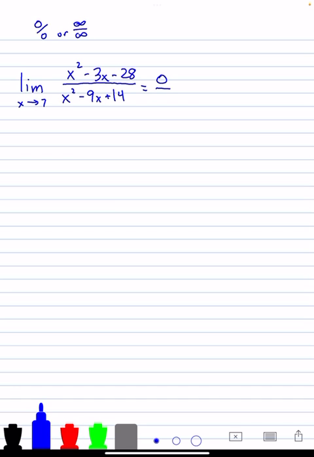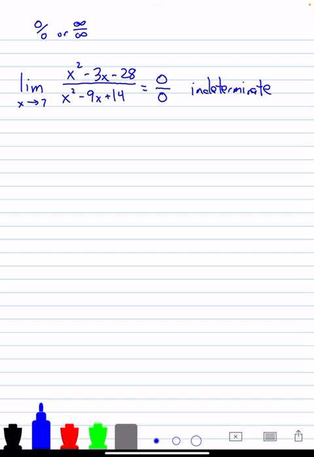And in the denominator, we would get 49 minus 63, which is negative 14, plus 14, which also gives us 0. This means that this is what? Indeterminate form. This is indeterminate form. So now, what do we do in this case?